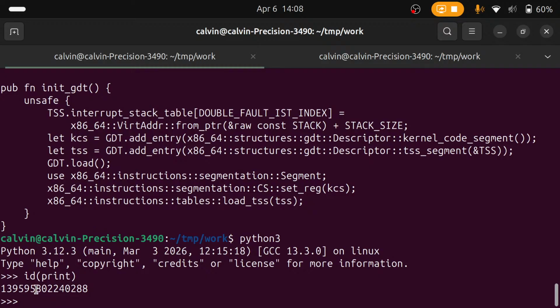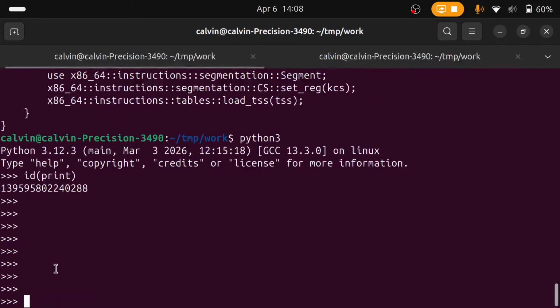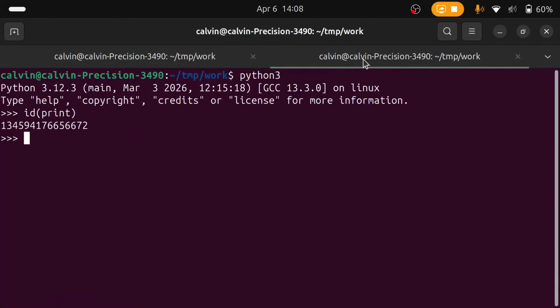So see how these numbers are different? 13959, 13459. Somehow every time Python loads up, it knows where print is, but print is not always at the same location. Guessing that's because print is in a library that isn't maintained by the process. So that library is in a different segment or page table, right? So I need to save a different offset for my different executables.